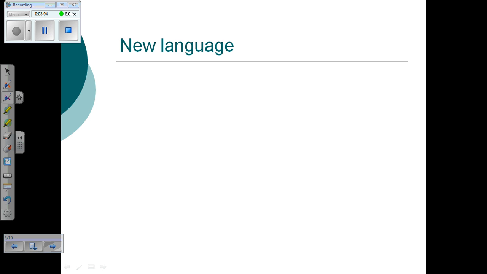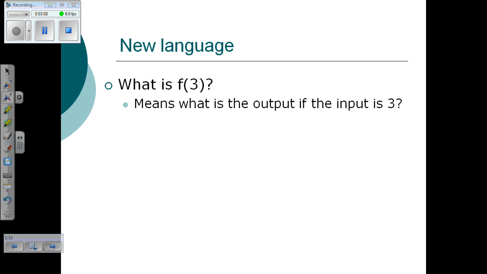Okay, so let's talk a little bit about this new language that we're learning, this new notation. Sometimes you'll see questions like this: What is f of 3? If they're asking you for f of 3, what they're asking for is, what is the output if the input is 3? So what they give you in parentheses, that is your input value. They're saying, what would the output be if the input for this function is 3?